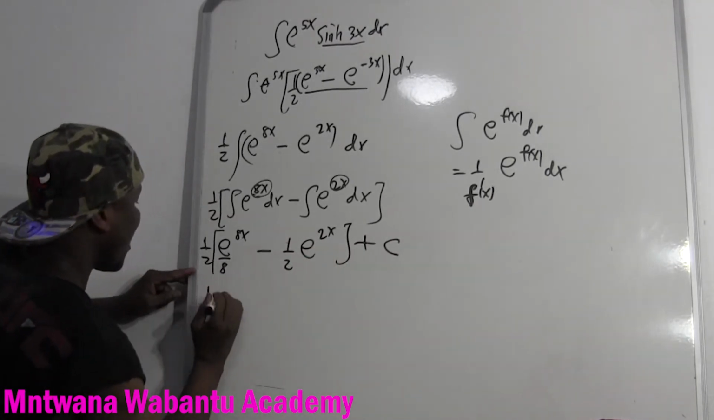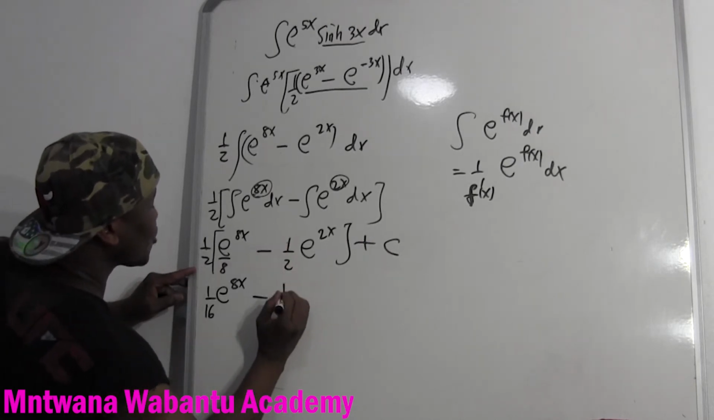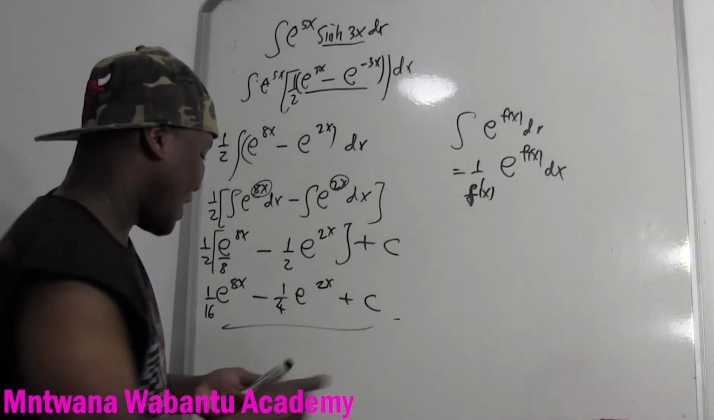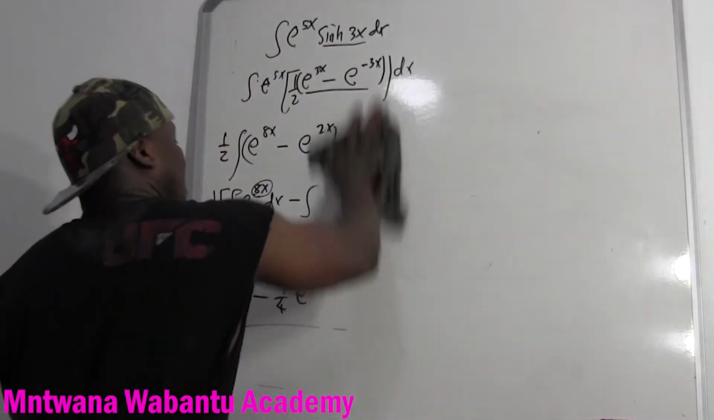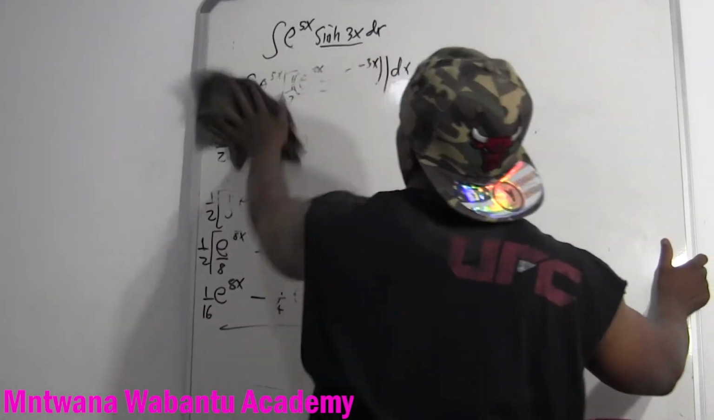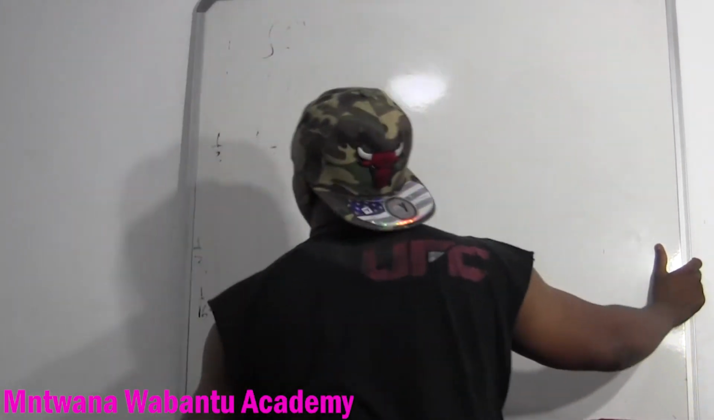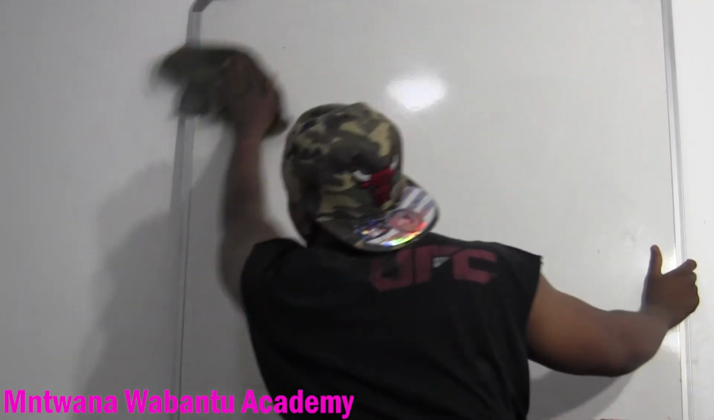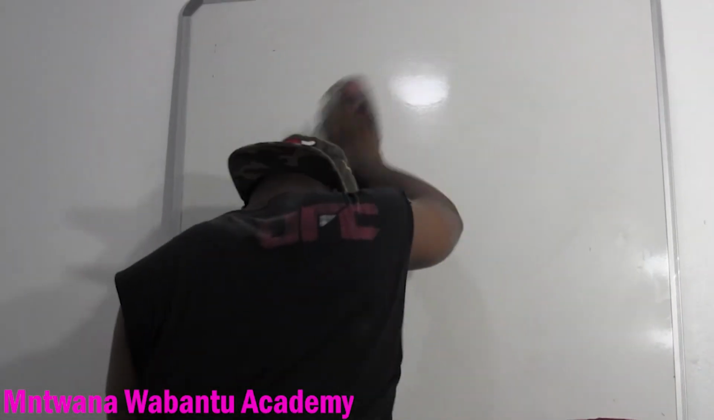So this is 1 over 16, because you multiply that out, e^(8x), minus, and multiplying that out it's going to be 1 over 4 e^(2x), plus constant. We're done with this question, go to the next one. Let's go. We're done.